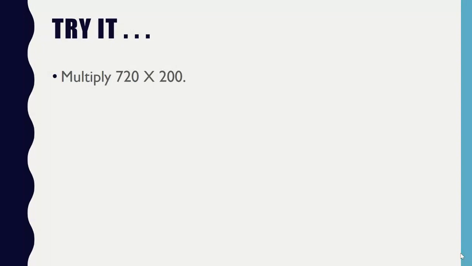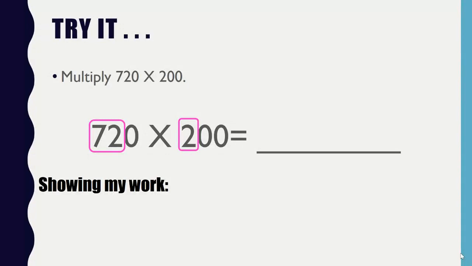Lastly, try this one. It's a little bit trickier, but see if you can figure it out using the pattern from the last lesson and what you've learned from this lesson. You're going to multiply 720 times 200. Pause the video here and give it a try. Did you notice that both of them are a multiple of 100? Our 72 and our 2 can be pulled as a base problem.